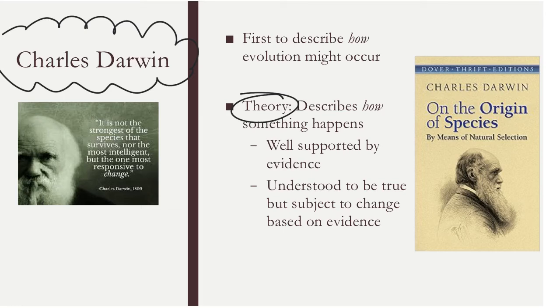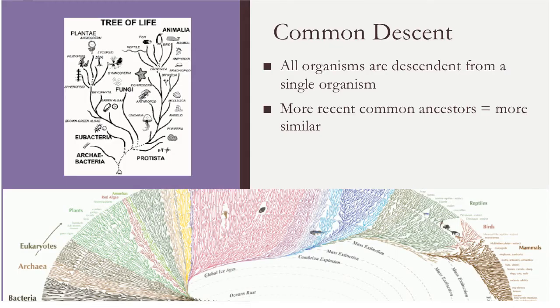And theories explain how things happen, right? We talked about cell theory at the beginning of the year. It is a theory because it describes how organisms are built. This theory describes how organisms change over time. And not only did it explain how organisms changed over time, but it also explained this.